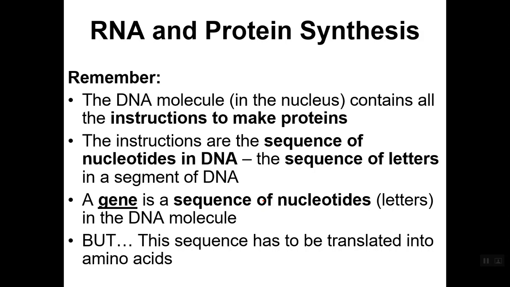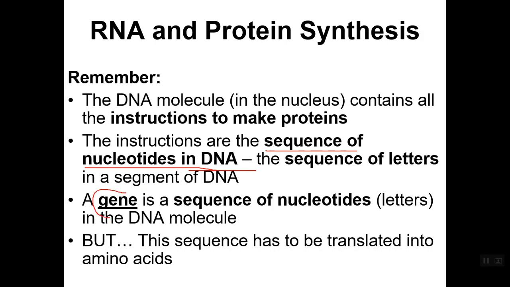This is your RNA and protein synthesis set of notes. So let's start off here by remembering that DNA is the molecule, the macromolecule. It's a nucleic acid in the nucleus that contains all the instructions to make proteins. And the sequence of nucleotides is specifically what codes for that protein. And depending on the sequence of nucleotides, you can get different proteins. And obviously, the sequence of nucleotides is the reason why individuals are different.